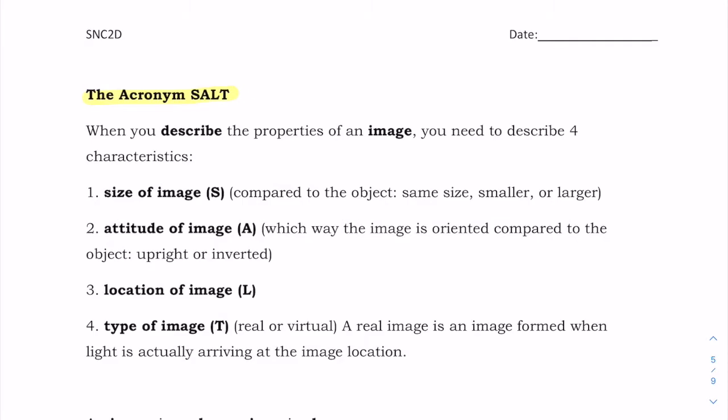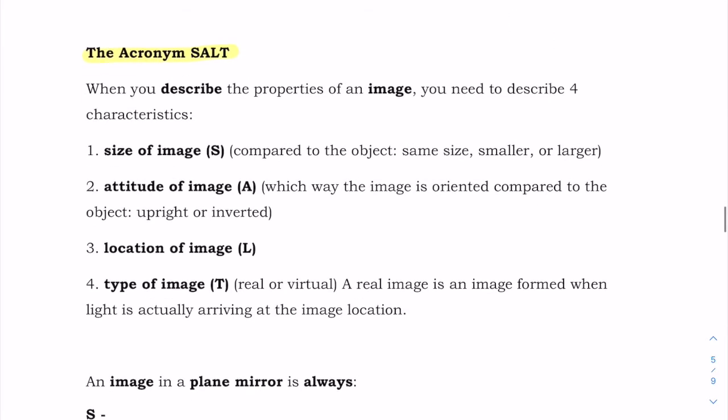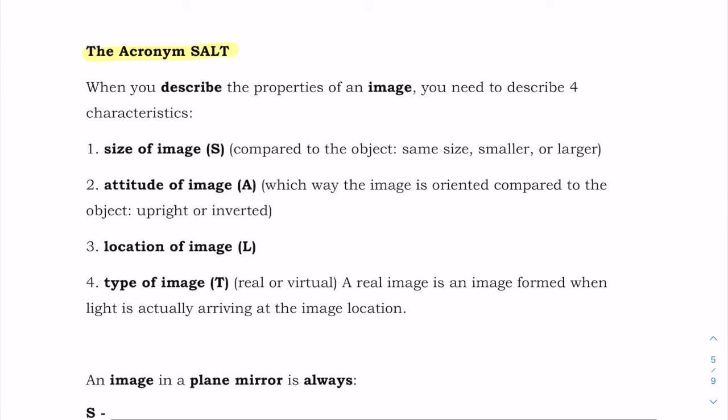Here's how SALT is going to help us describe the properties of an image. The S stands for the size of the image, but specifically compared to the object. So is the image the same size, is it smaller, or is it larger?